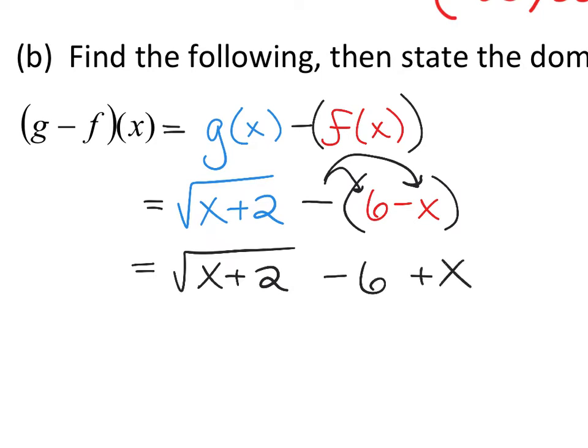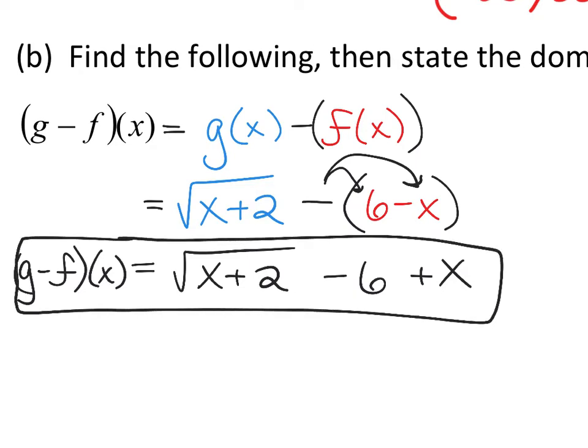Is there anything I can simplify there? Can you move stuff into a square root just willy-nilly? No. So I'm literally done. That's it for this problem. This is g minus f of x. Once you're done simplifying, you're done, and all we have to do is talk about the domain.